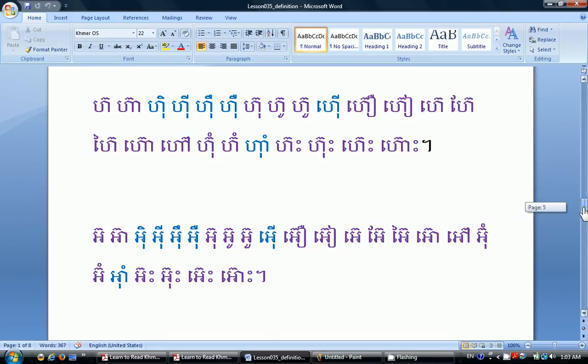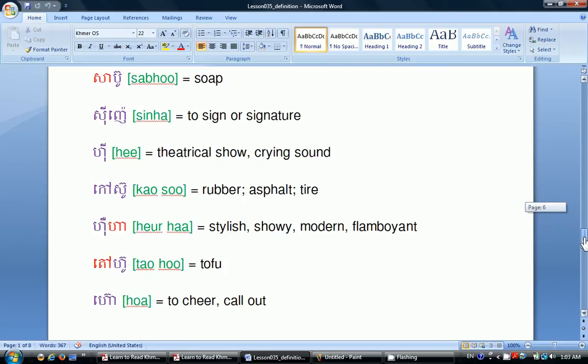Now let's look at the vocabulary in this lesson. Sabu means soap. Signé means to sign or signature. He means diacritical show or crying sound. Cao su means rubber, asphalt, or tire.